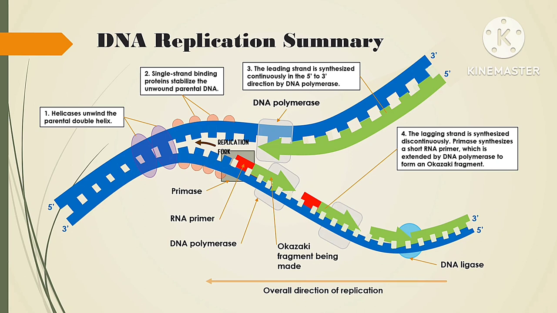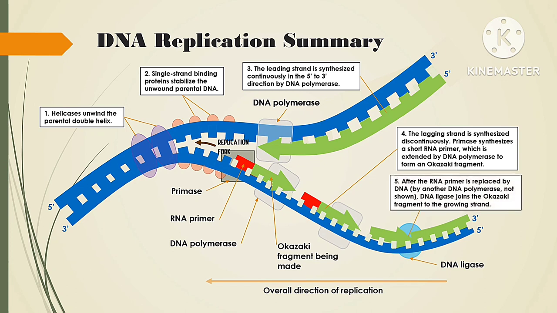Primase synthesizes a short RNA primer, which is extended by DNA polymerase to form an Okazaki fragment. 5. After the RNA primer is replaced by DNA, by another DNA polymerase, not shown, DNA ligase joins the Okazaki fragment to the growing strand.